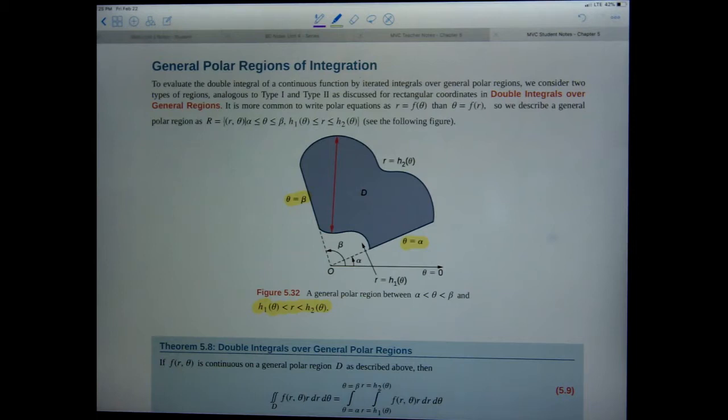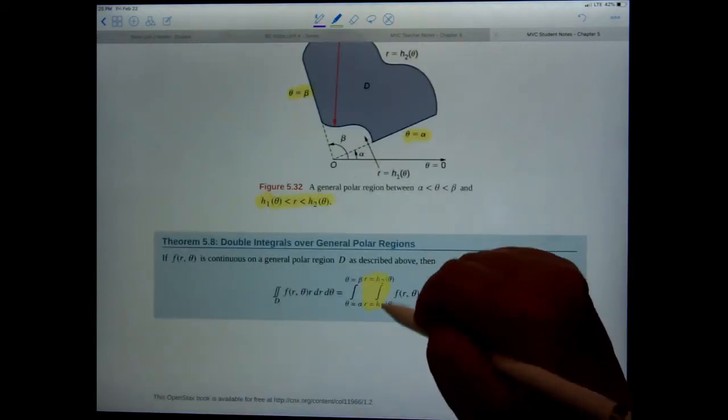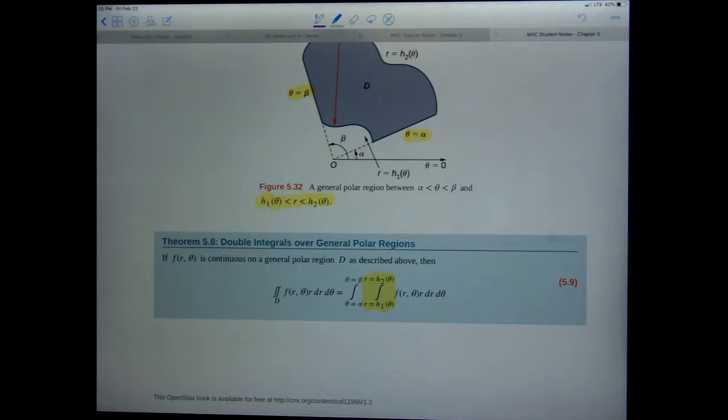So all that's changing is my second integral is going to now be r equals an equation to r equals another equation. Everything else is the same. Okay? Now we're going to d's. Notice it says d now because it's not a rectangle. It's r when all four of the limits of integration are constants. It's d when some of them are equations.